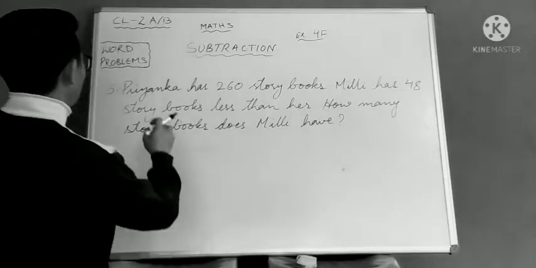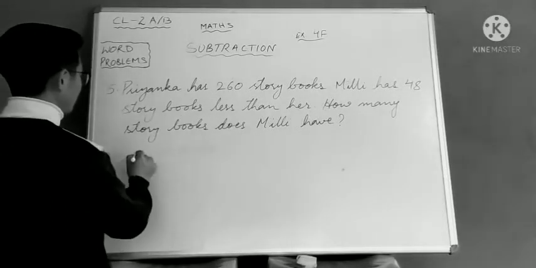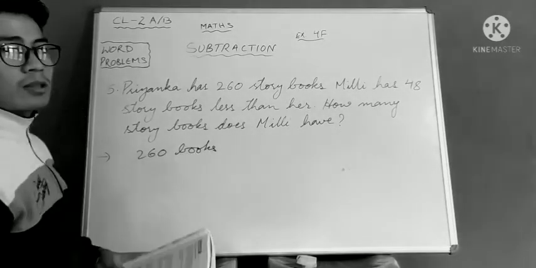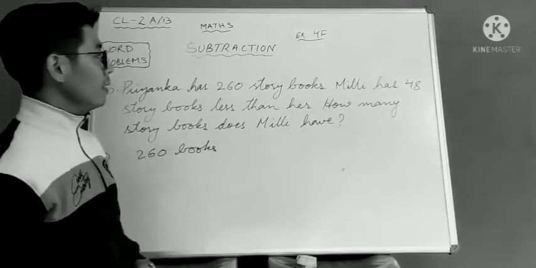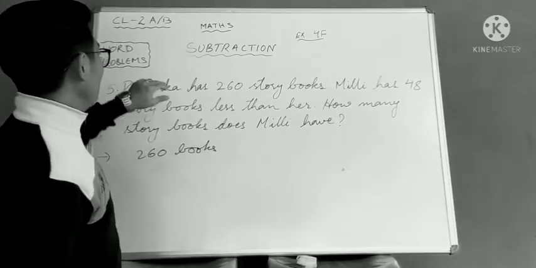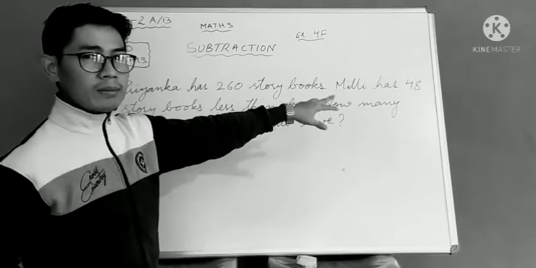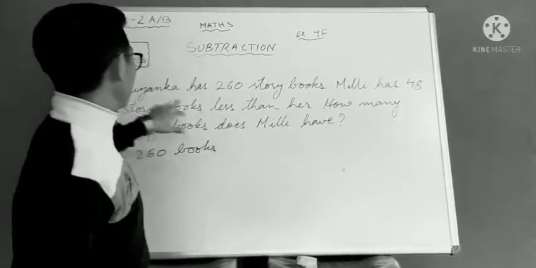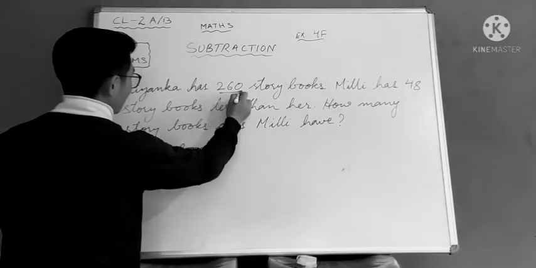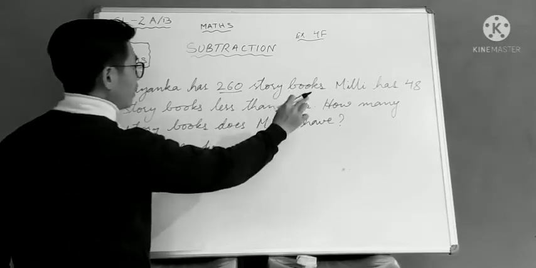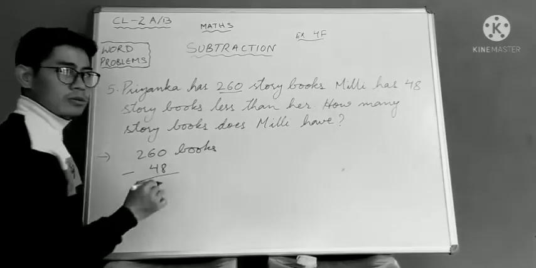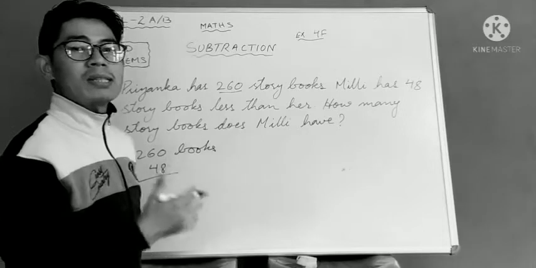Let's do this. Priyanka has total number of 260 books. Let's write books only. And Millie has 48 story books less than her. Her means Priyanka. So it is obvious that Priyanka has more number of books than Millie, because Millie has 48 story books less than Priyanka. So Priyanka has total number of 260 story books, right? And Millie, she has 48 less books. So let's see how many books does she have.